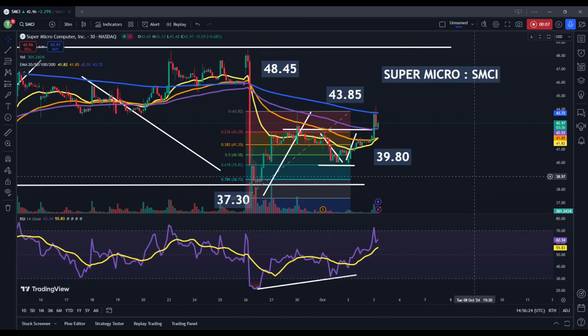Here we have the current stock market update for Super Micro Computer Incorporated, stock ticker SMCI.